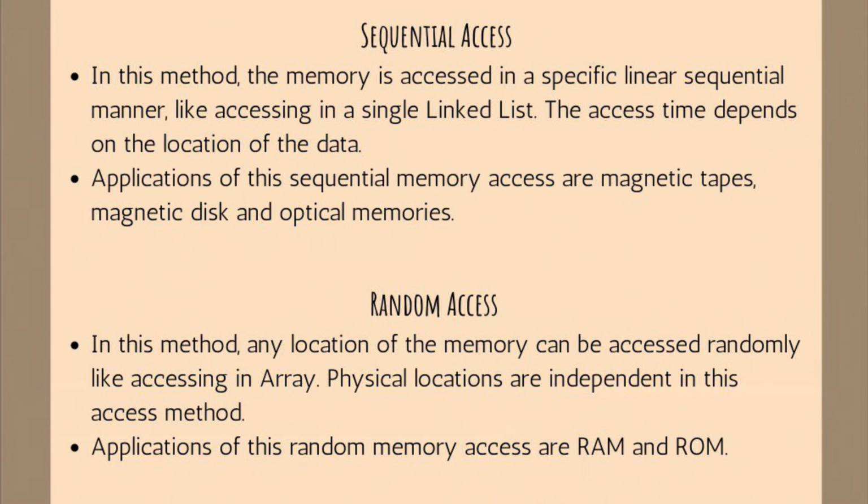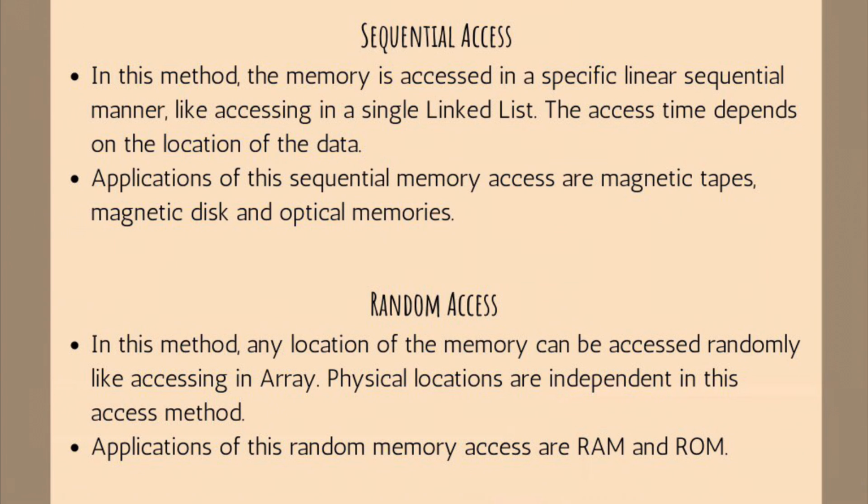These are 4 types of memory access methods. First, sequential access. In this method, the memory is accessed in a specific linear, sequential manner, like accessing in a single linked list. The access time depends on the location of the data. Applications of this sequential memory access are magnetic tapes, magnetic disks, and optical memories.